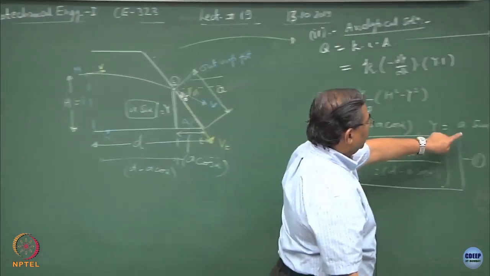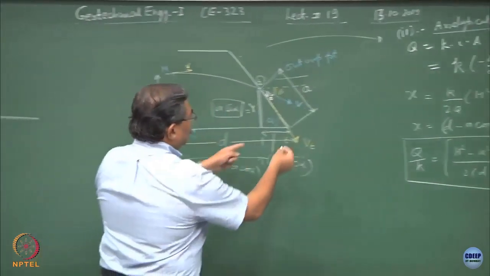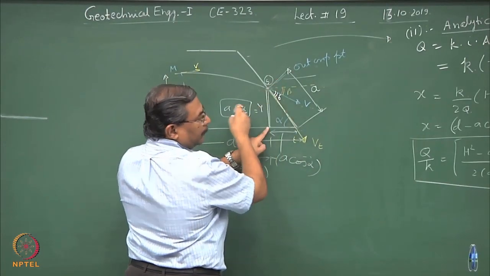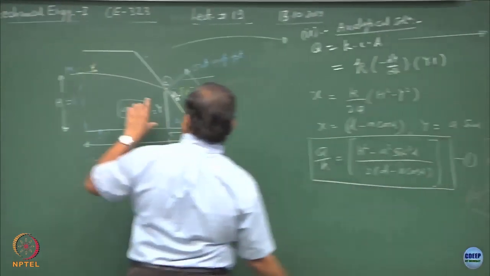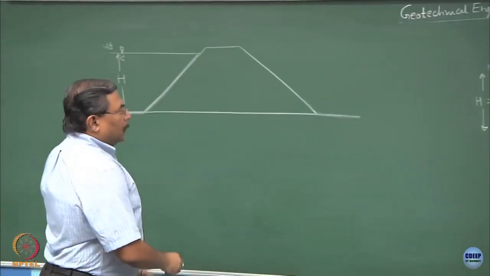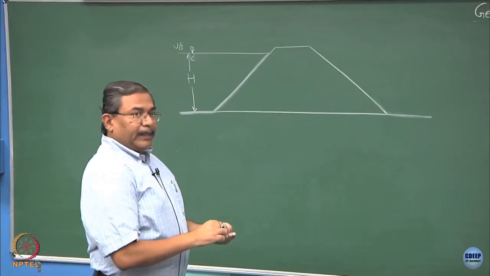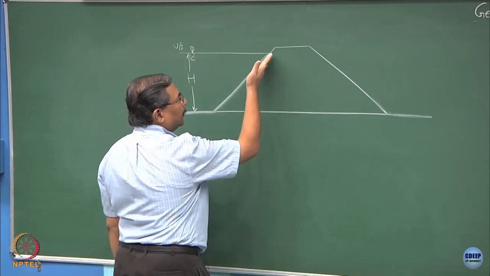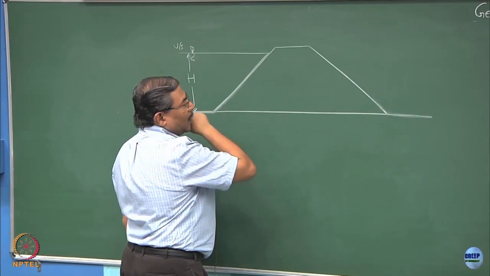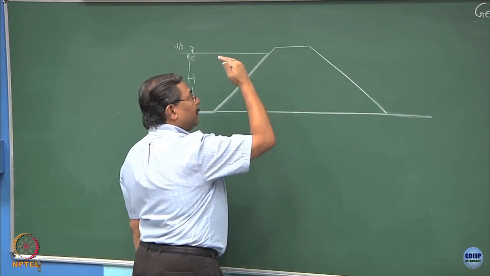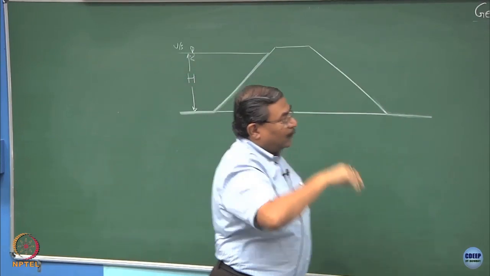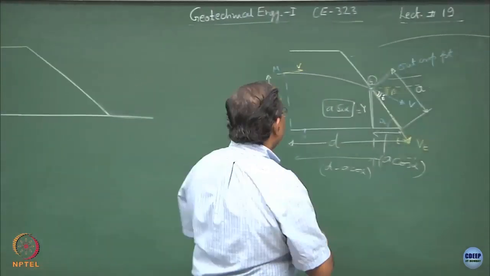So from this point, this is A cos alpha and then I am substituting the value of A as this thing, A sin alpha, y. Truly speaking, if this is an equipotential line, the top phreatic line should have been perpendicular to this. But what we have proven until now is that the top phreatic line is a parabolic curve.